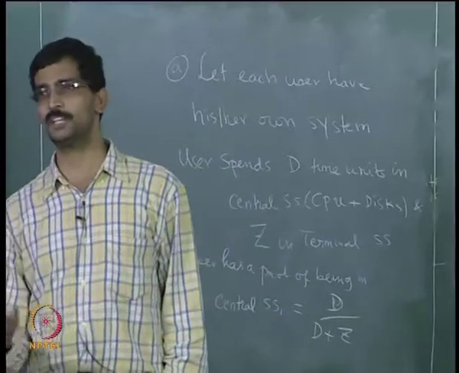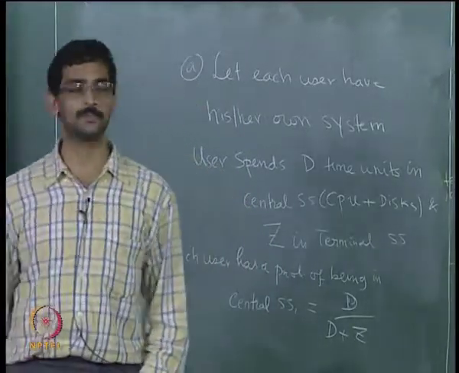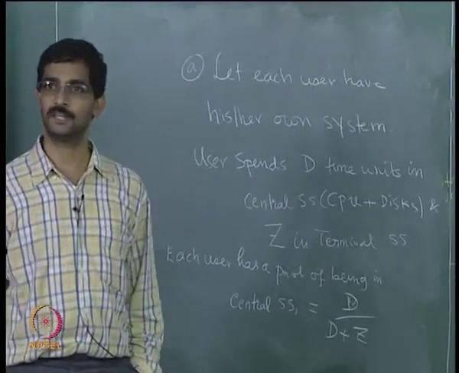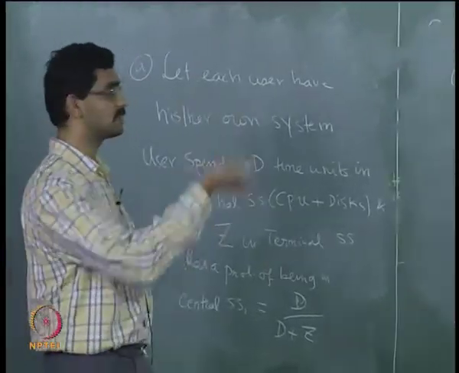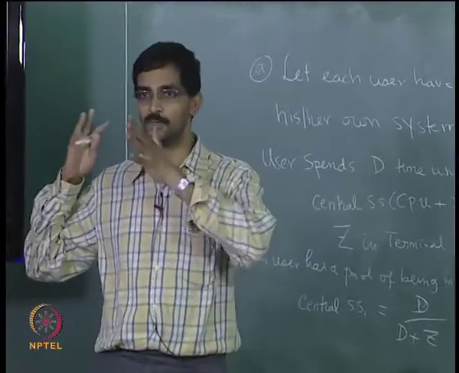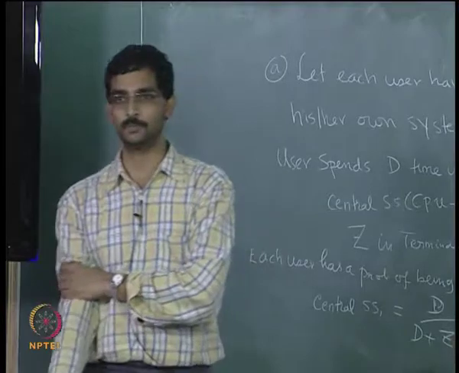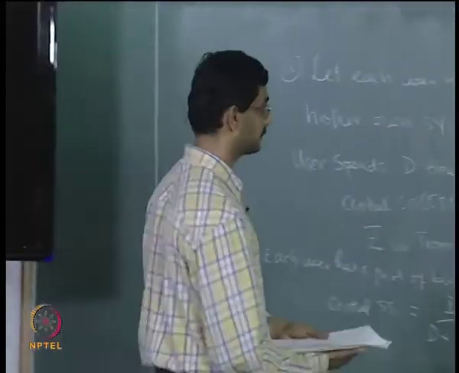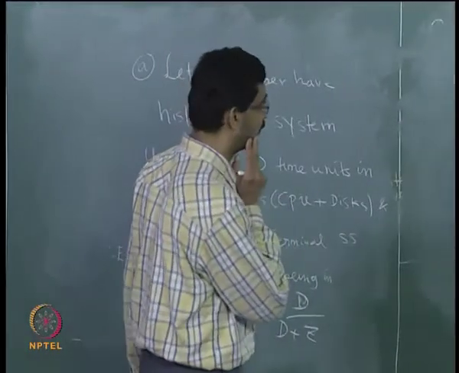If n is very small, n equals 1, then of course there is no queuing in the system either. As n becomes larger, the probability that you are going to be queued is larger. Therefore the probability of being in the central subsystem is greater than the probability in a system where you have your own unique system assigned to you. Okay, so that is part A.